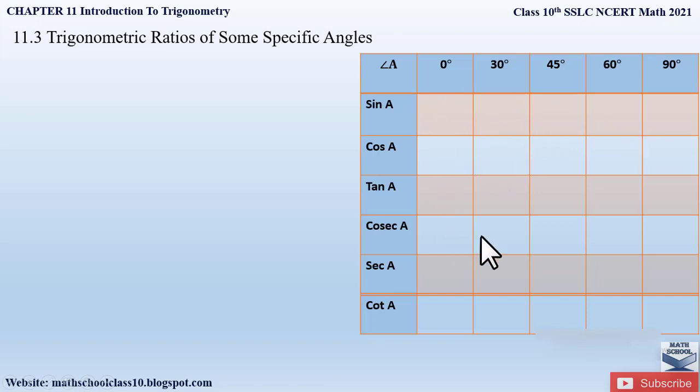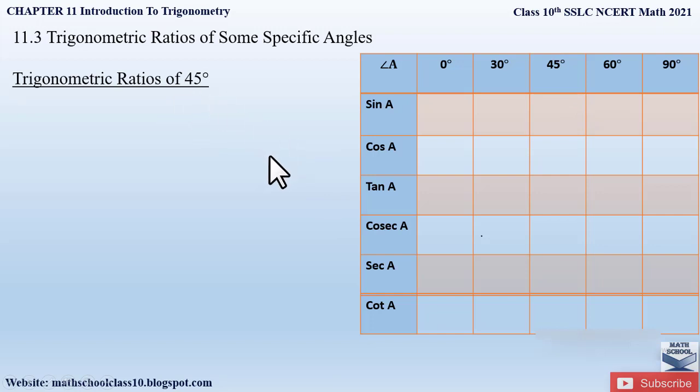At the end of this video, I will also be telling you how to remember this table in a simpler manner. Now first let us find out the trigonometric ratios of each of these angles one by one. We will begin with the 45 degree angle. So let us first find out the trigonometric ratio for a 45 degree angle.